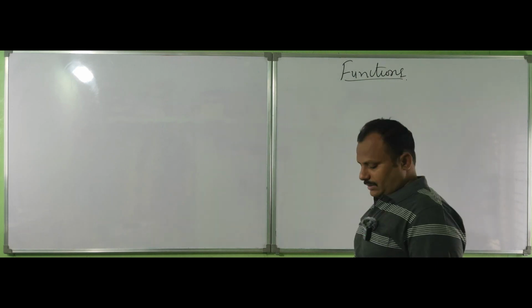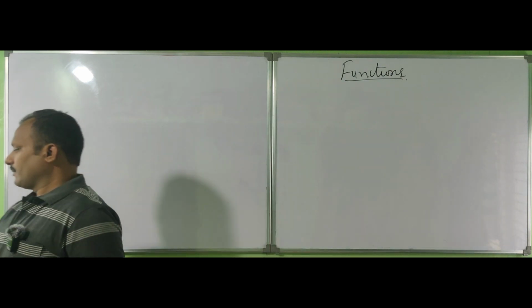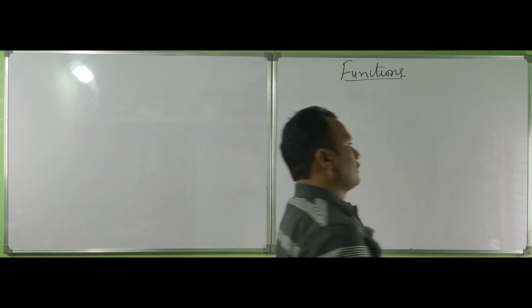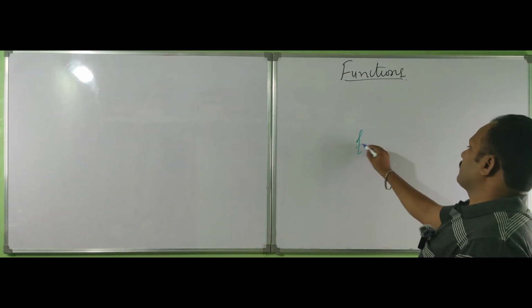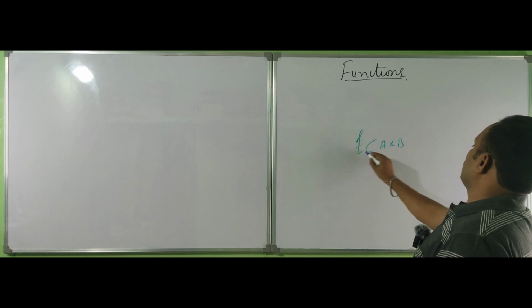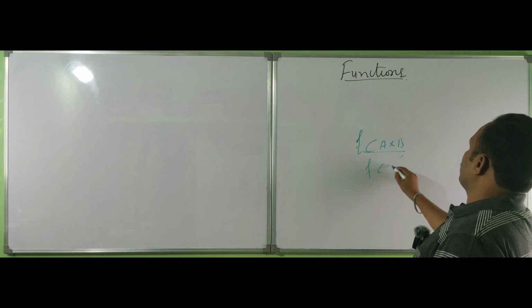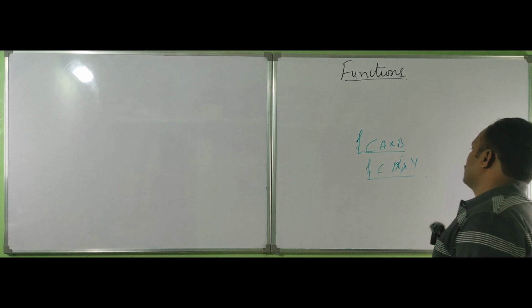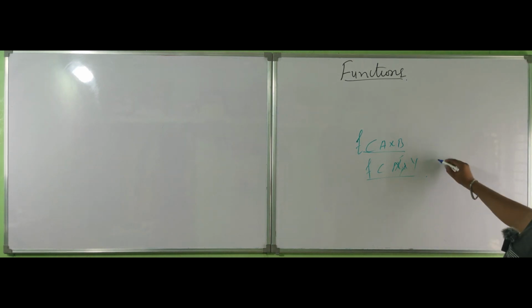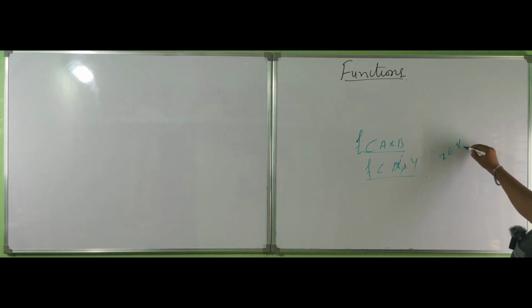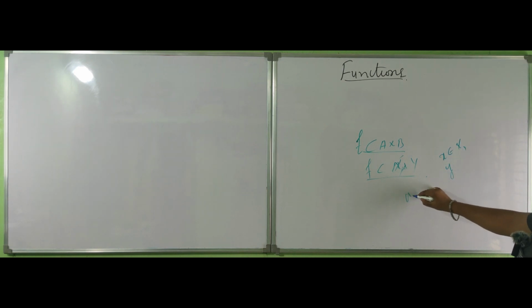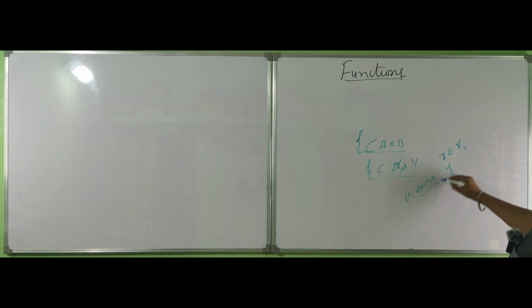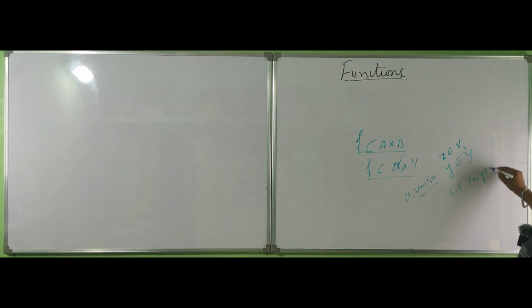You know already what a function means. A function is a subset of the Cartesian product A cross B. F is a subset of X cross Y such that for x belonging to X, there is a unique element y belonging to Y such that (x, y) belongs to F. You should mention the unique element. This is called a function.